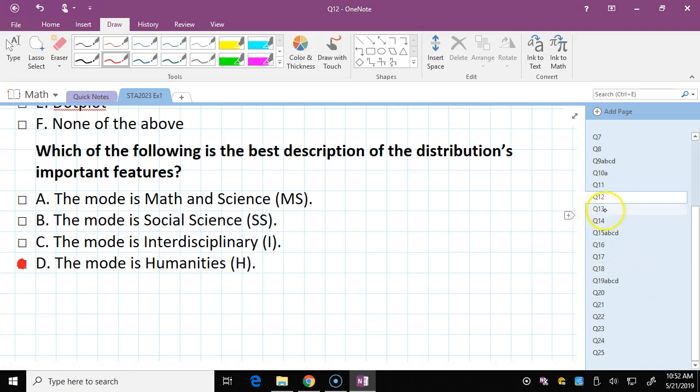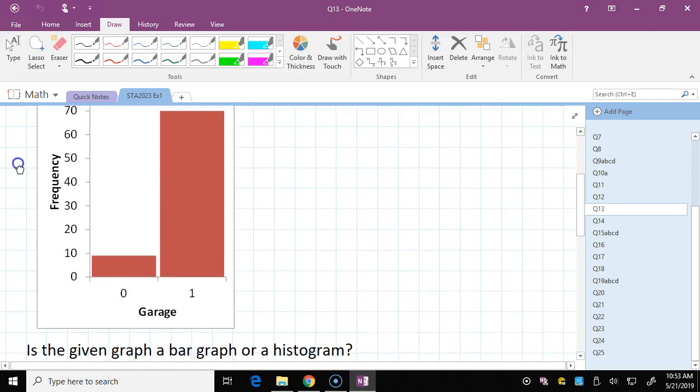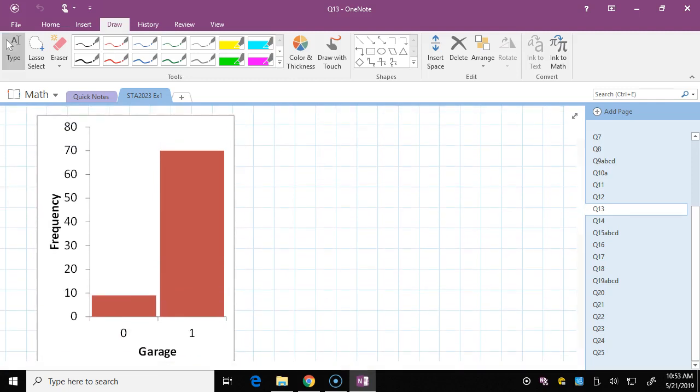Cool beans. All right. The accompanying graph shows the distribution of data on whether houses in a large neighborhood have a garage. A 1 indicates the house has a garage, and a 0 indicates no garage. Is this a bar graph or a histogram? How could the graph be improved? Be careful on this question.